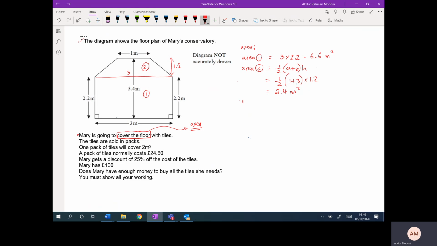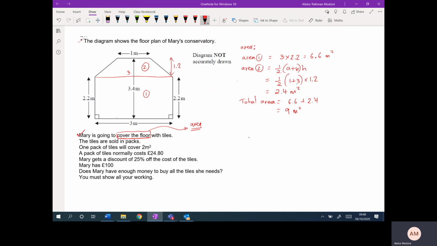So total area is equal to 6.6 plus 2.4, which is equal to 9 meters squared. So now I'm going to go back to my line, tick that line off, go to the next line.